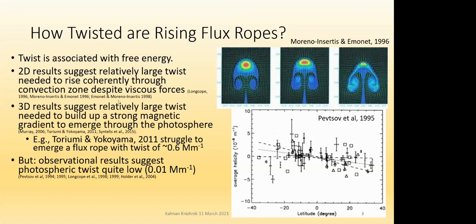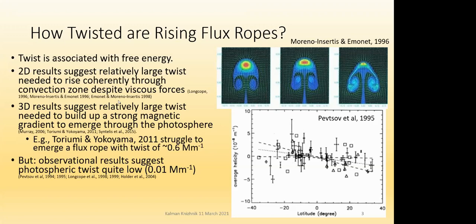And in 3D, we find something similar, which is that if the flux rope is able to make it to near the photosphere, it still needs a relatively large twist in order to build up a strong magnetic gradient to lift the plasma. The photospheric plasma is heavy, and so there needs to be some force up to lift the plasma. And I'll talk about that a little bit more later on. But just as an example, Toriumi and Yokoyama in 2011 were able to emerge, though they struggled to do so, a flux rope with a twist of about 1 radian per megameter.